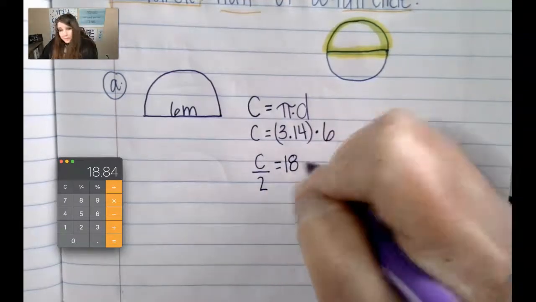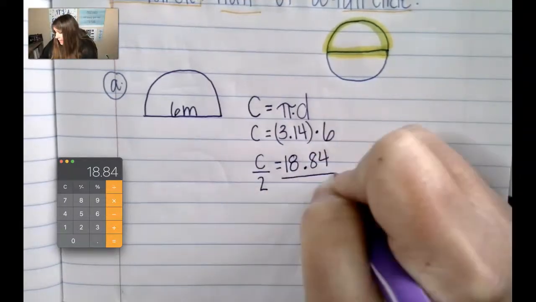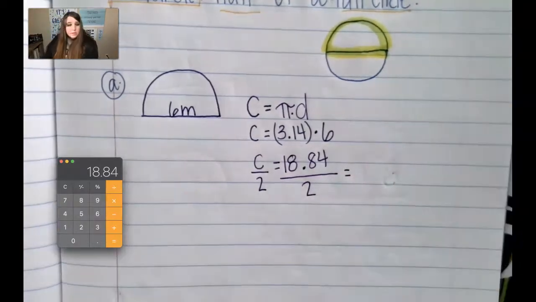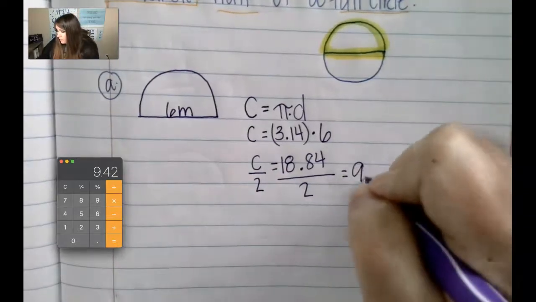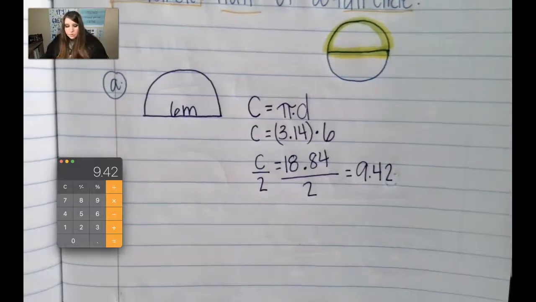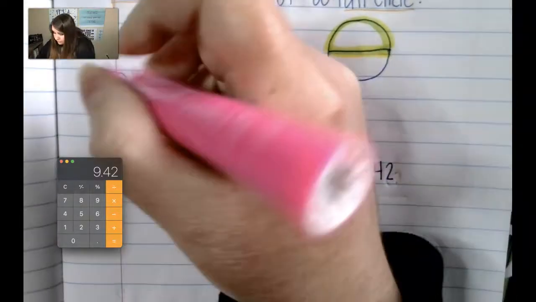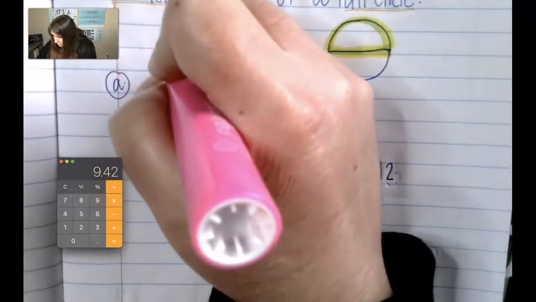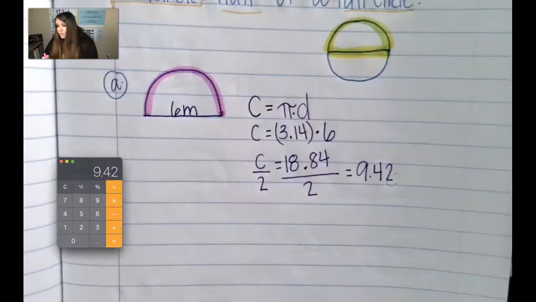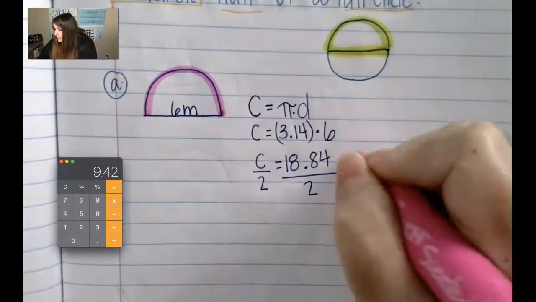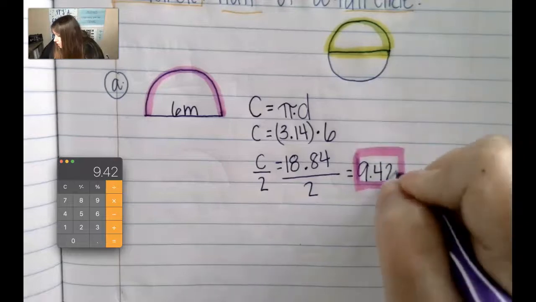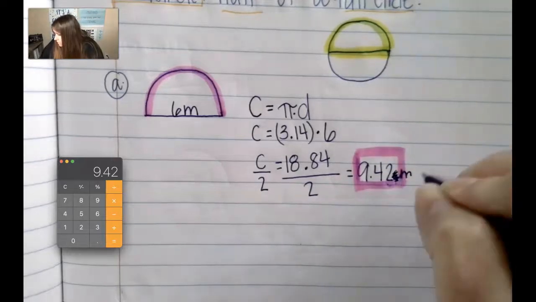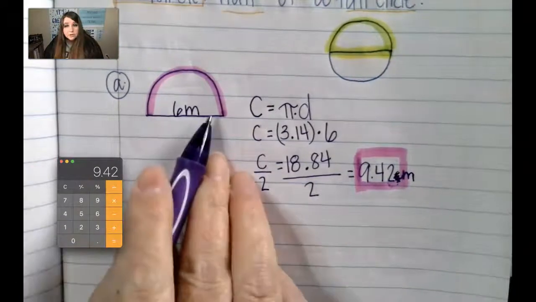So we have 18.84, and then we need to cut it in half. So we have that divided by 2, and that gives us 9.42. So to walk from this place all the way around over to here, that pink line right there, is 9.42 meters. So I haven't walked my whole circle. I still need to walk across the center.